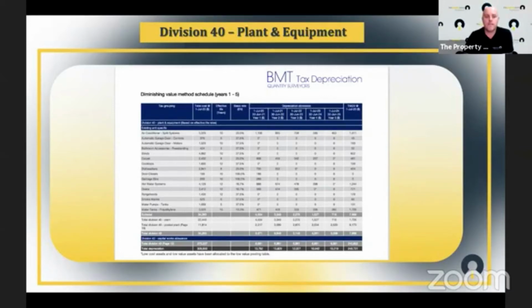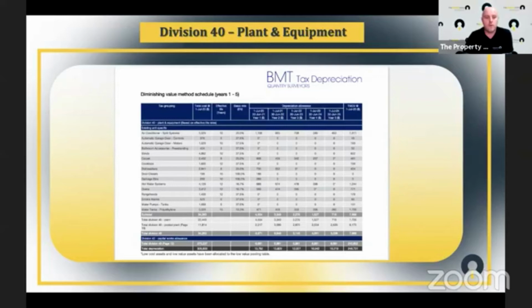And then what they do is they give it an effective life. So how old or how long they believe that this item will last for you to have to replace it. And then of course they give you a depreciation percentage, which gives you a year by year breakdown of what you can claim on this property, guys. This is a huge thing.